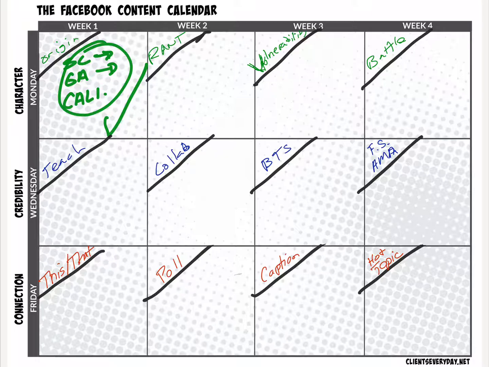A rant video is where you pick something that pisses you off, and you go on and do a Facebook Live. These can be videos, or these can be Facebook Lives. They're more powerful as Facebook Lives, because you'll get more engagement and you can engage with the audience in real time. So I recommend doing that. I also recommend making it a video and then putting it on YouTube as well.